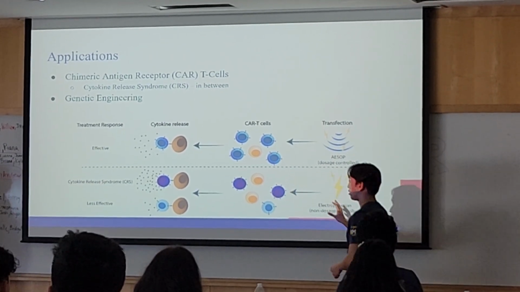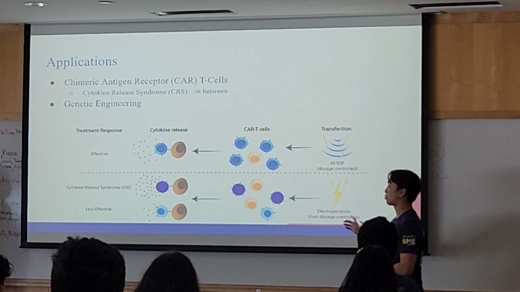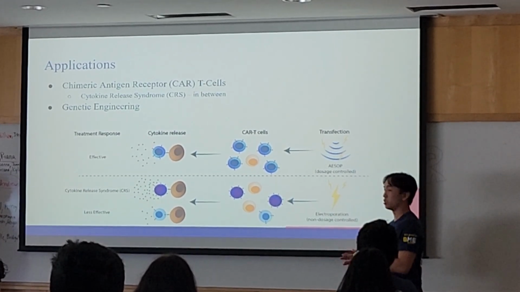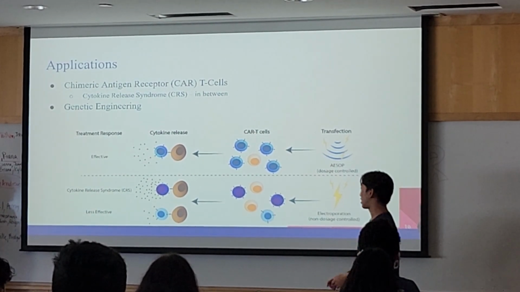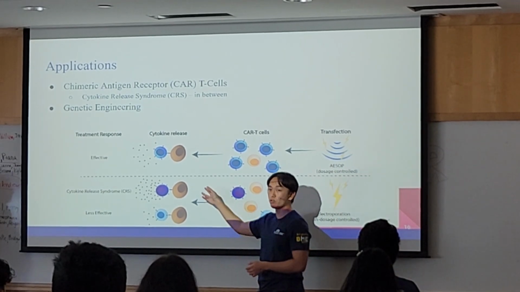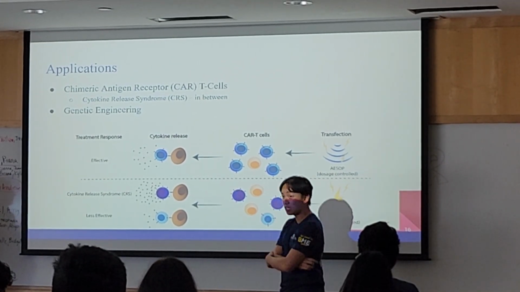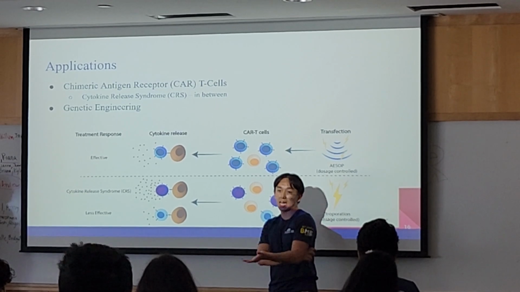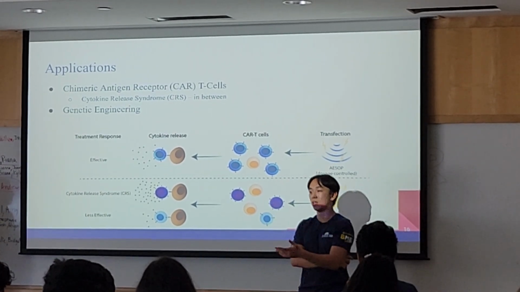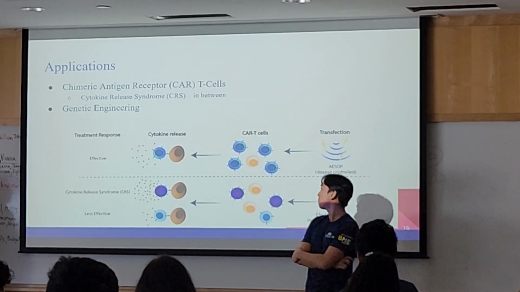While with that other process I mentioned earlier, electroporation, we're unable to control the dosage and the voltage, which means there could either be too much, which causes extreme inflammation in something called cytokine release syndrome, or too little, which would not be able to resolve the disease or the immunogenicity at hand.